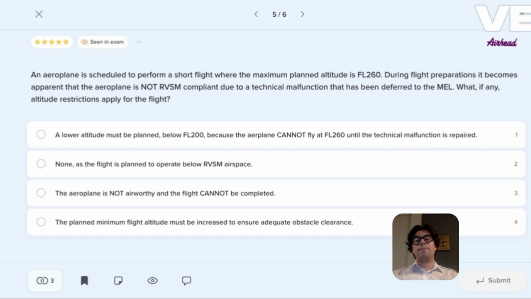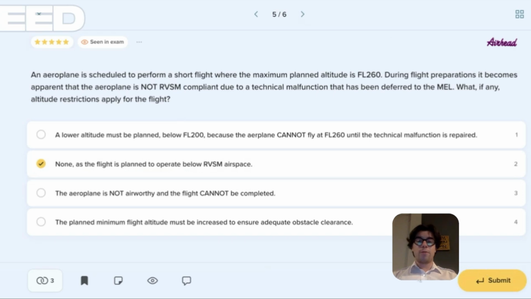RVSM allows aircraft to fly with a vertical separation of 1,000 feet rather than the standard 2,000 feet if they are approved. However, in this case, the RVSM starts at flight level 290. So the airplane will operate below the RVSM airspace. So keep that in mind.